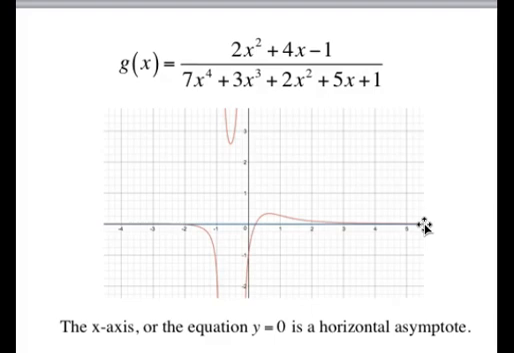What's our story here? When does that happen? That happens when we have a bottom-heavy fraction, when the degree of the bottom is greater than the degree of the top.